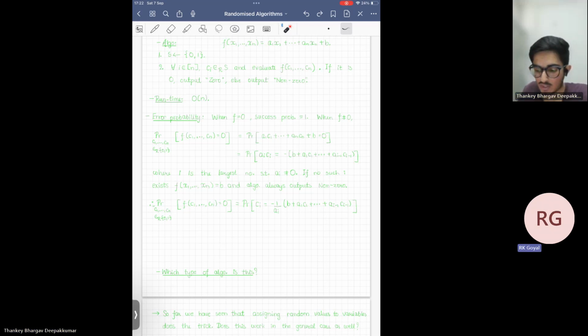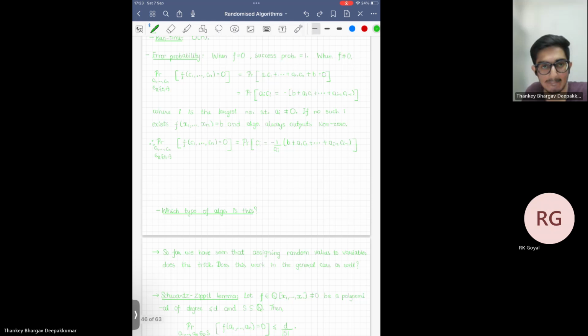So the probability of Ci being gamma, and therefore f of C1 to Cn being 0, is at most half. Is this fine? This is fine because the degree of the polynomial is 1. It looks slightly strange, but the probability would still be half based on the previous argument, wherein yesterday we also saw that the probability of not 0 was less than half. So based on that, it makes sense.